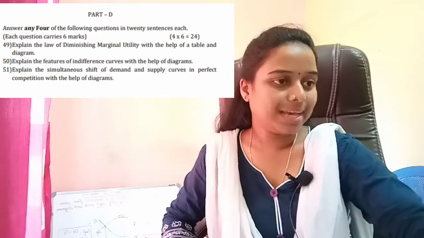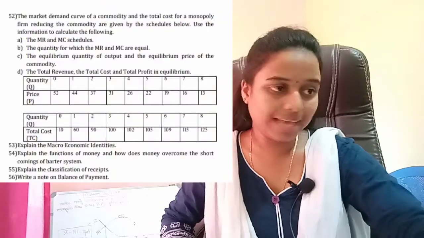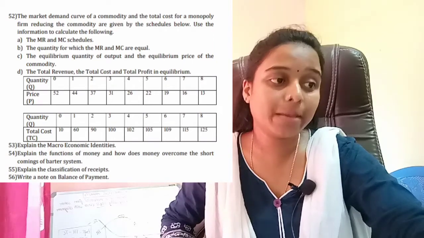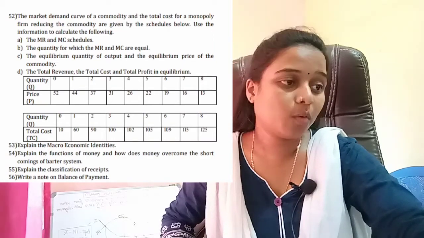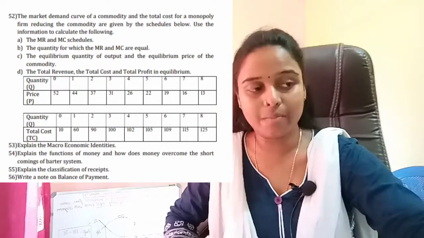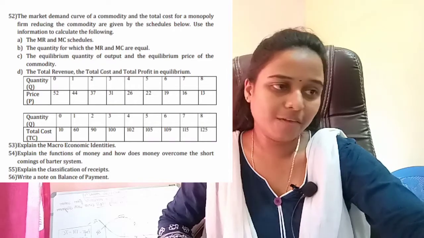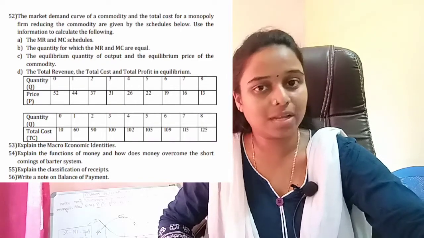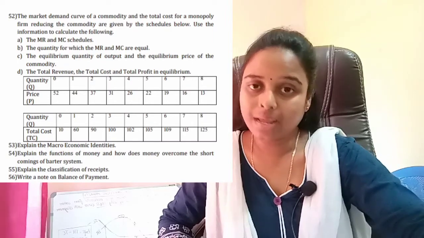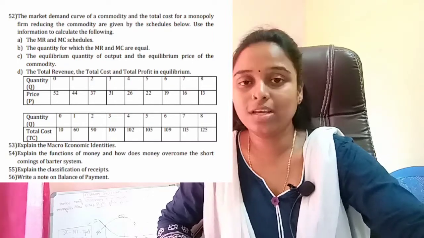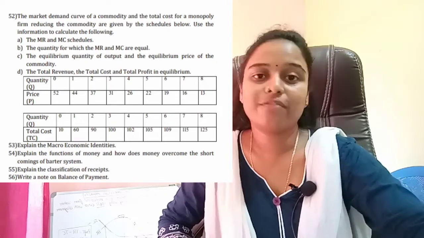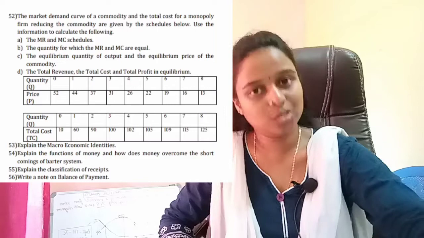Okay. So next question, this is a practical question, there are calculations in this. You have to calculate what? You have to calculate the MR and MC schedules, and the quantity for which the MR and MC are equal. So this is from our last chapter, non-competitive markets in the economy. I hope you all have practiced this question. You might have practiced this question in college. One suggestion is that, if you can answer this question properly, if you find the calculations easy, only then attempt this. If you are finding calculations difficult, please don't attempt it.